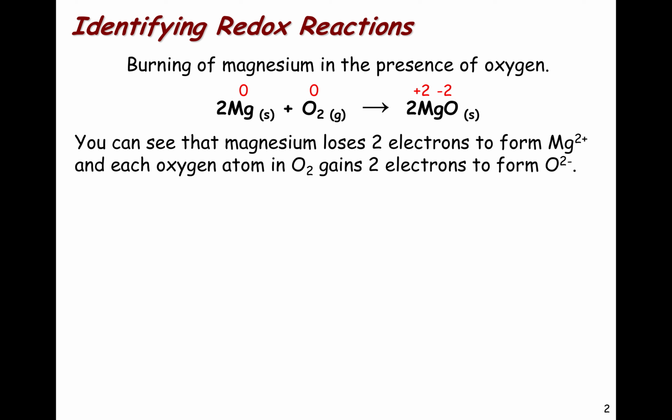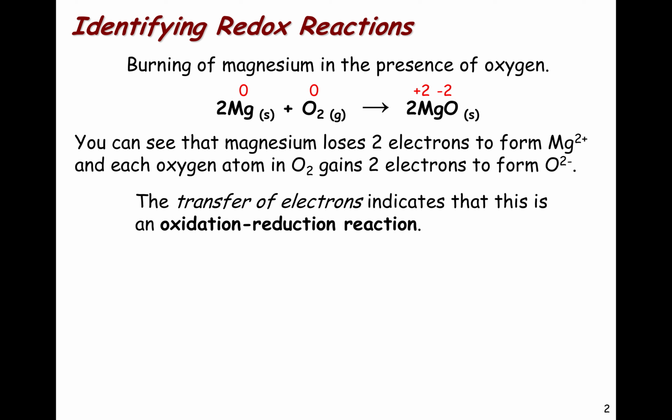In the case of the elemental magnesium, it has an oxidation number of 0. Likewise, the elemental oxygen, the atoms have oxidation numbers of 0. So all elements have oxidation numbers of 0. And after the reaction is completed, the magnesium has lost some electrons to produce magnesium ions, which are 2 plus in terms of oxidation number, and oxide ions, which are 2 minus.